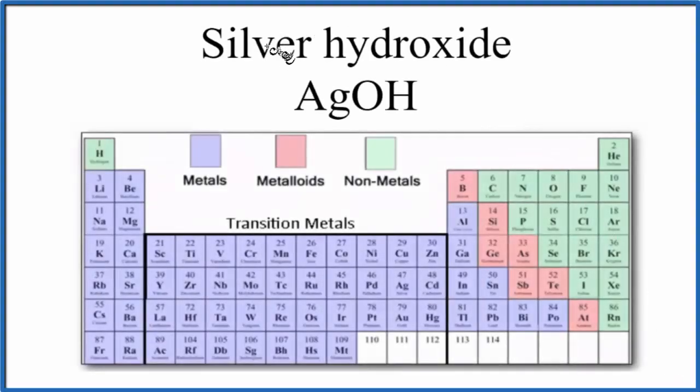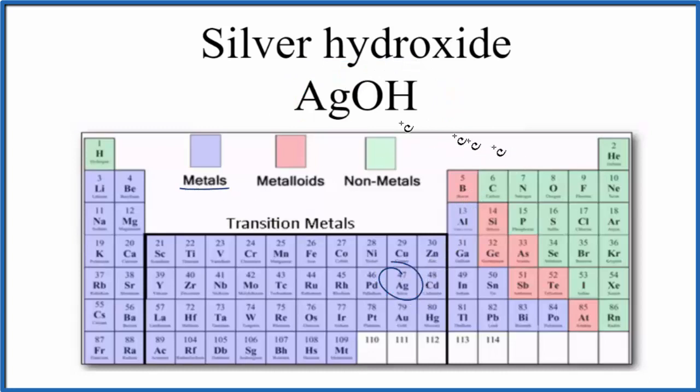In this video, we'll look at whether silver hydroxide, AgOH, is ionic or covalent. The short answer is that the compound, AgOH, is an ionic compound. But we have this polyatomic ion here, and the bond between the oxygen and the hydrogen in this polyatomic ion is covalent.